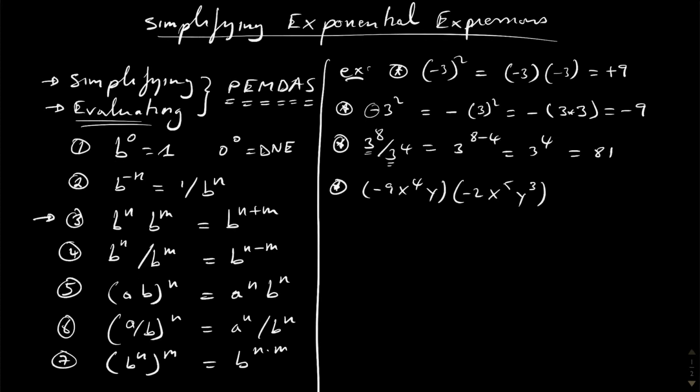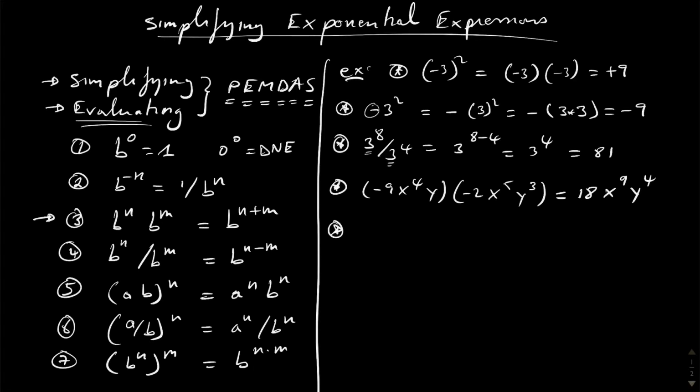But let's start with the numbers here first. So you have -9 and -2, and that should give you 18. And then x to the power of 4 and x to the power of 5 should give you x to the power of 9. And then y to the power of 1 and y to the power of 3 should give you y to the power of 4.